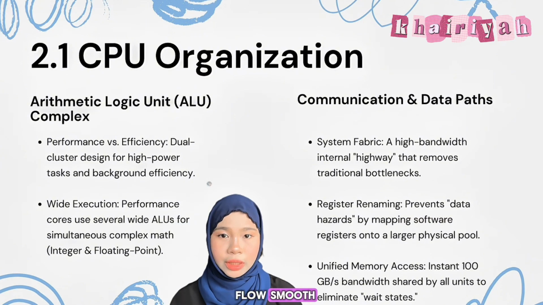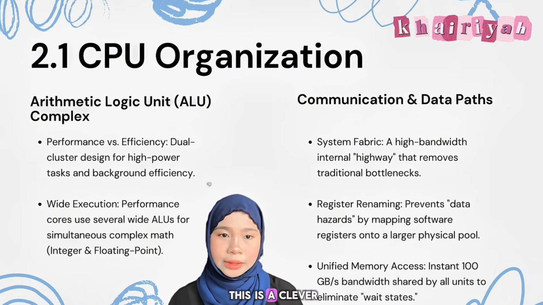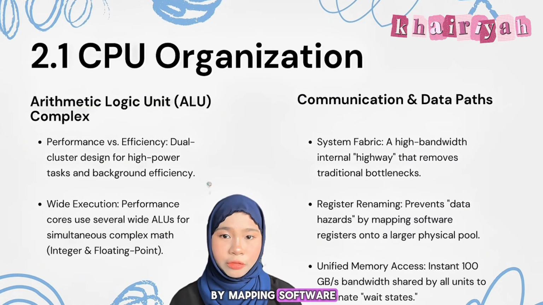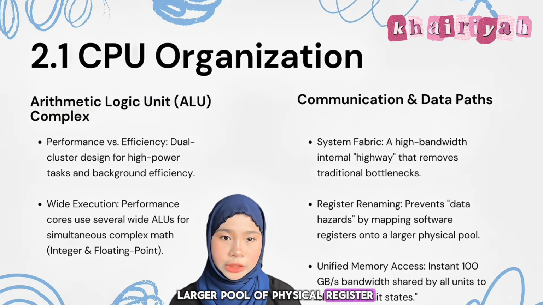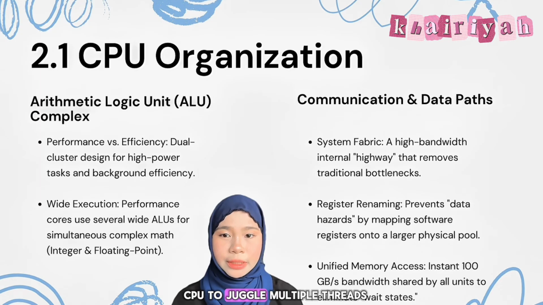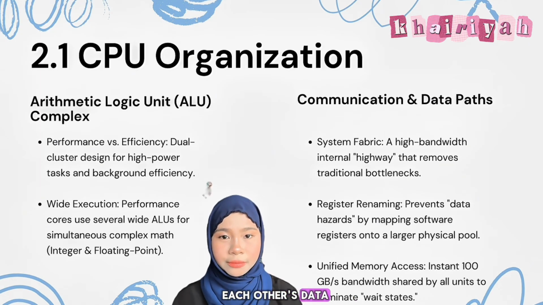To keep the workflow smooth, the chip uses register renaming. This is a clever trick that prevents data hazards by mapping software registers onto a much larger pool of physical registers. It basically allows the CPU to juggle multiple tasks without them tripping over each other's data.